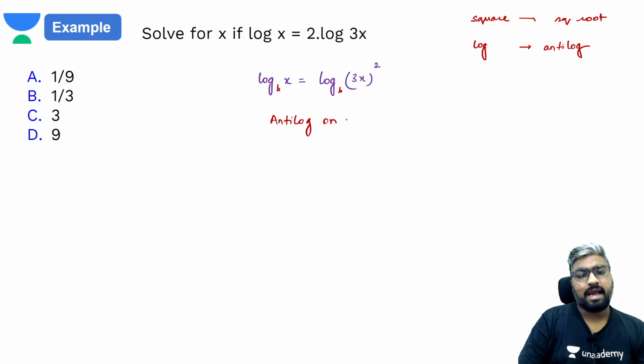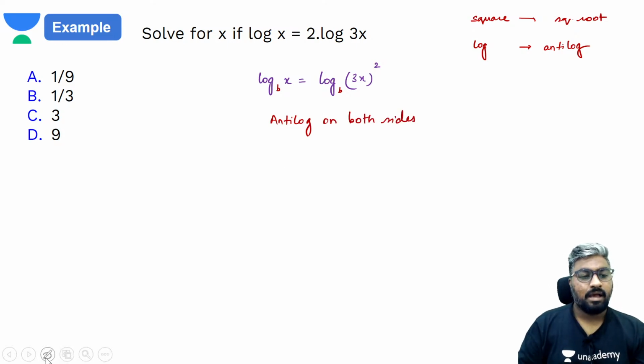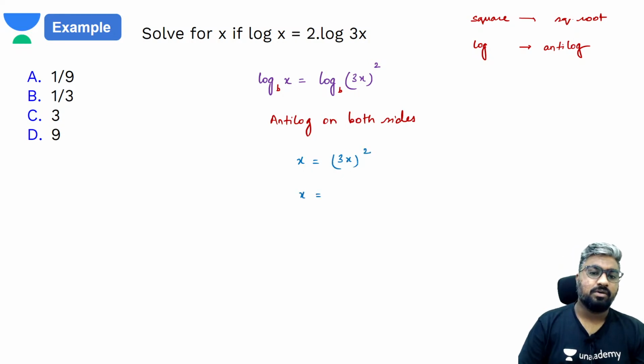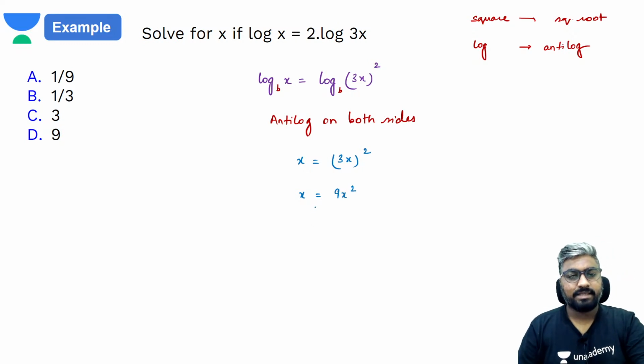If I take anti-log on both sides, what will I end up getting? I will get x is equal to (3x) the whole square. That means x is equal to (3x) the whole square, which basically means 9x square. Make sense?